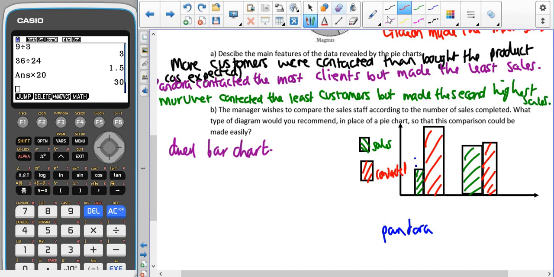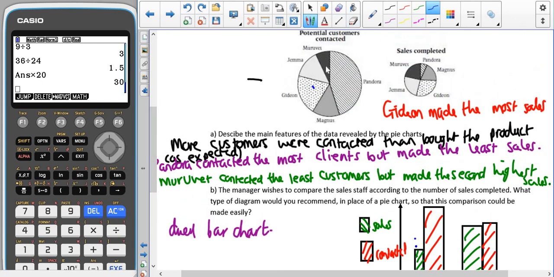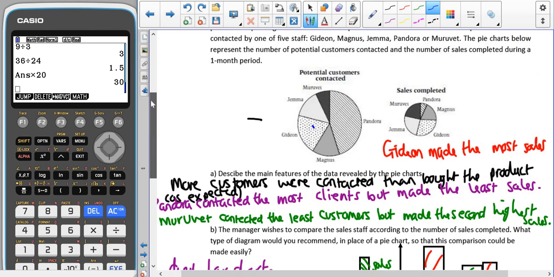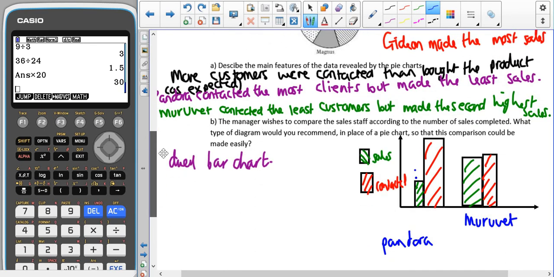Then we could also add on who we thought this person here was, so made almost as many sales as they did contacts, and that might have been Mervet. Because if we have a look here, the area of that is almost the same as the area of that. If you think that this has a larger radius than that does there, then Mervet would be quite a good guess, as they made a small amount of contacting, but they did make quite a lot of sales. So a Geo Bar Chart here, that's what it would look like.